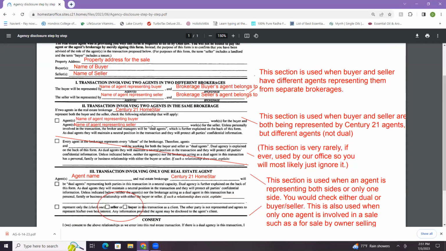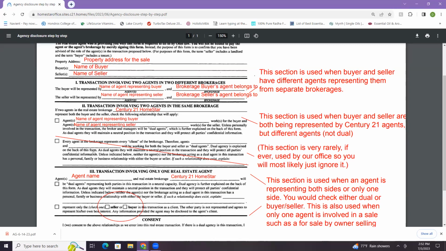If you have a transaction that involves two Century 21 Homestar agents, so same brokerage as Homestar, you then fill out section number 2 and section number 1 would be left blank. So you would fill out who you represent, the buyer. So you'd fill out the buyer's line. And for instance, Mike Ferrante might represent the seller. So you'd fill that one out.